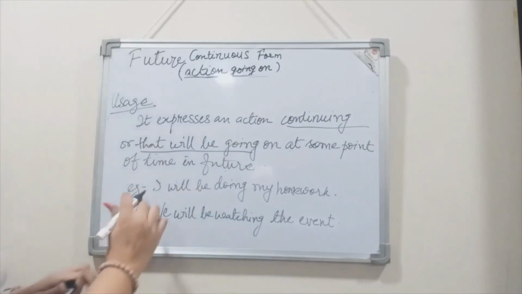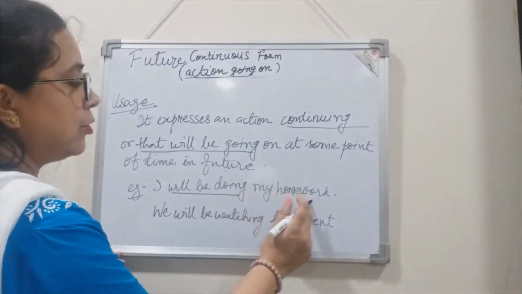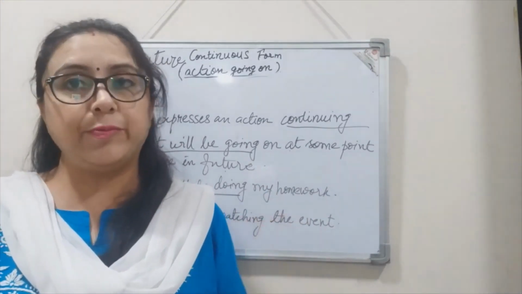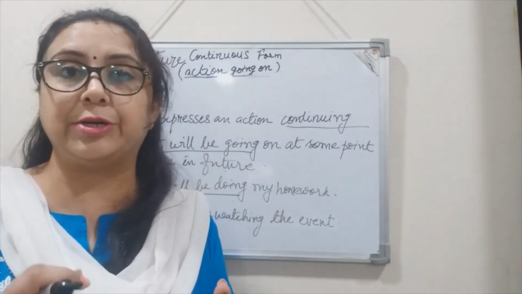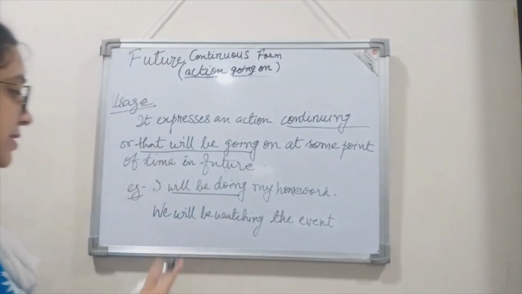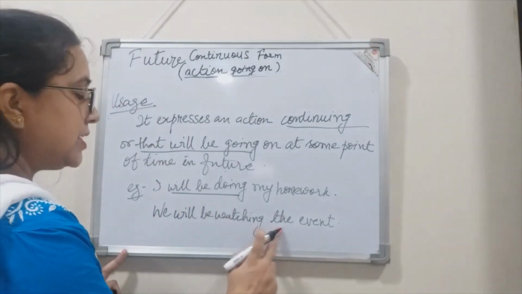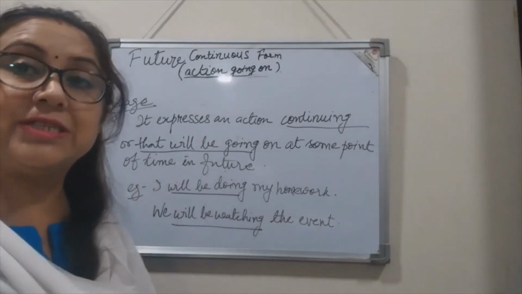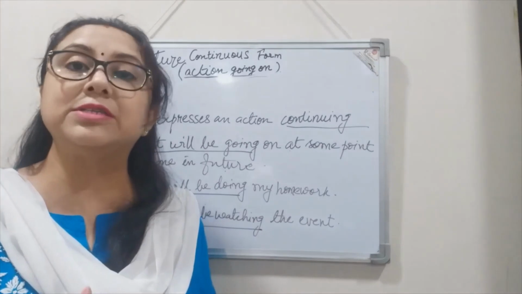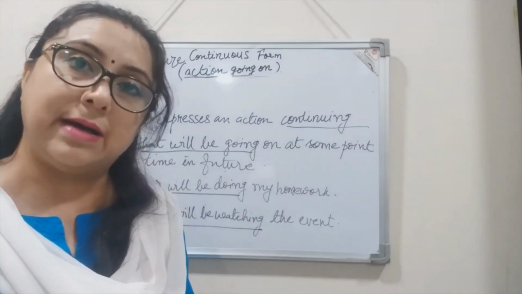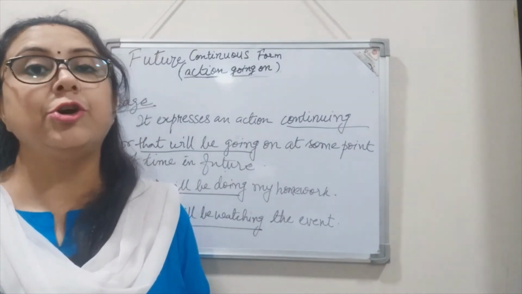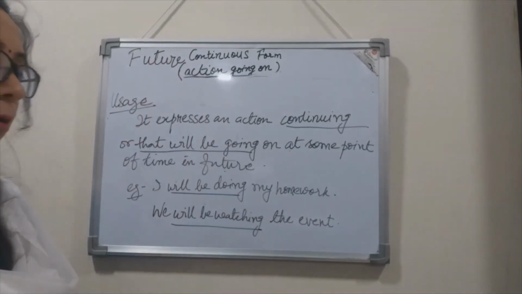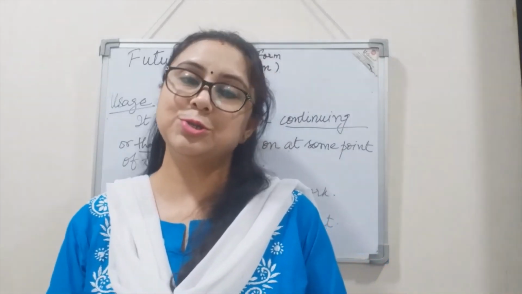For example, I will be doing my homework. So talking about the future tense, I'm not doing right now, I've not been doing, I will be doing, talking about the future time. Similarly, we will be watching the event. So will be watching, again the time which is yet to come, talking about the time which is about to come. So this was the usage of future continuous tense form.